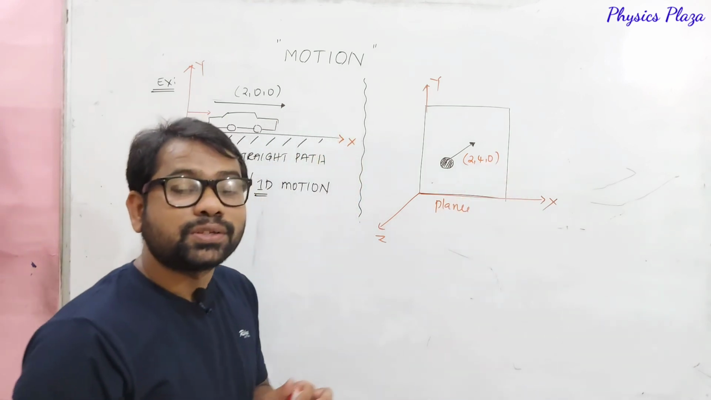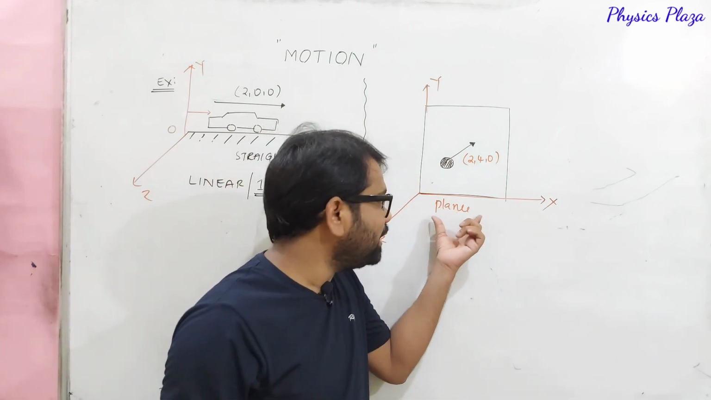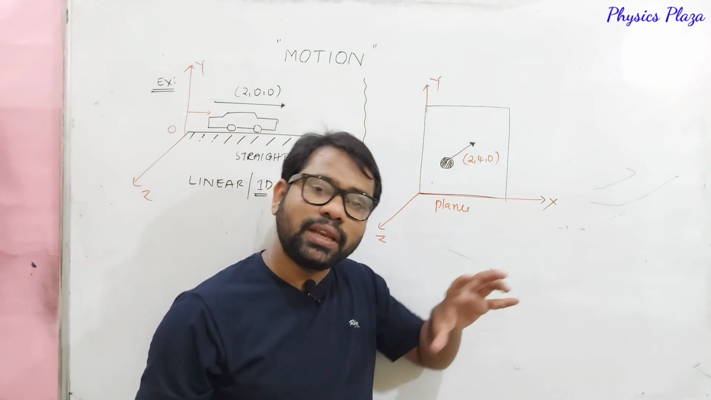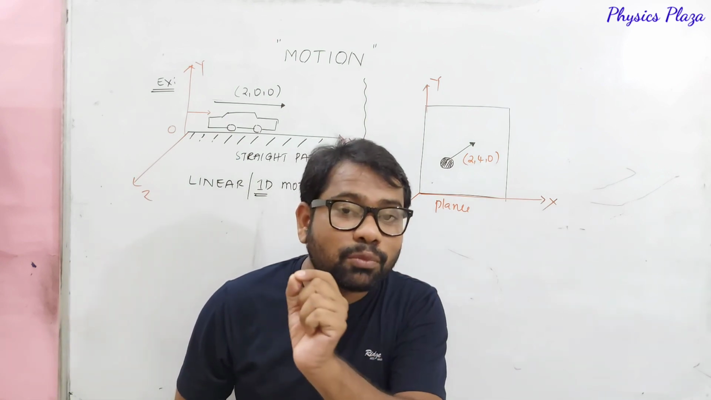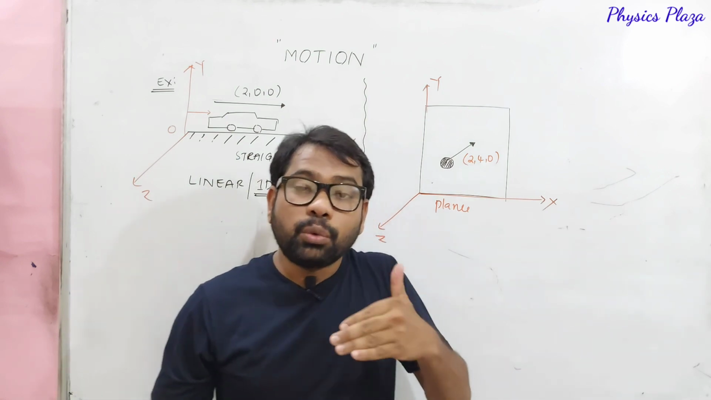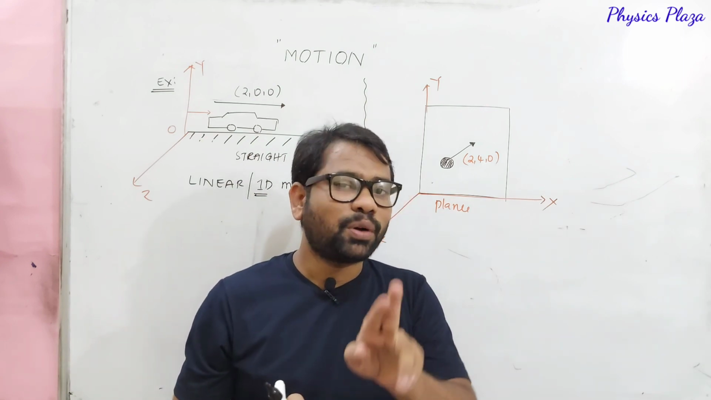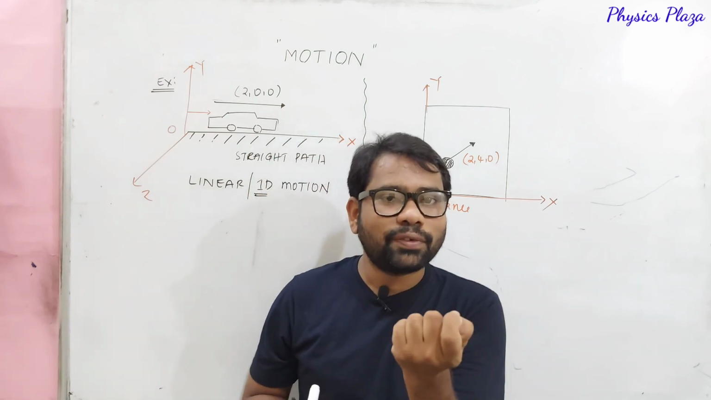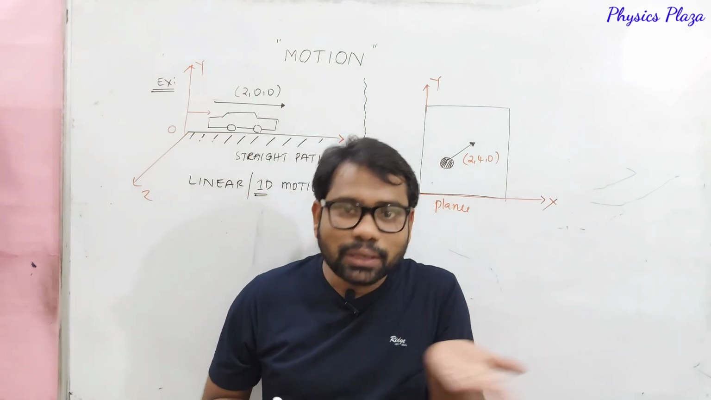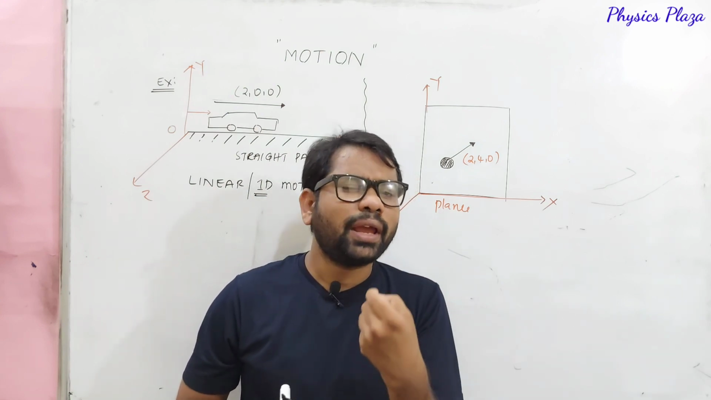Such type of motion, the motion of any object in a plane, is considered a two-dimensional motion. Children, it's very important. In two-dimensional motion, the x coordinate and y coordinate will change, but not the z coordinate. For example, the motion of a carom board coin in that plane of the board, and even the motion of a billiard ball, anything is okay.